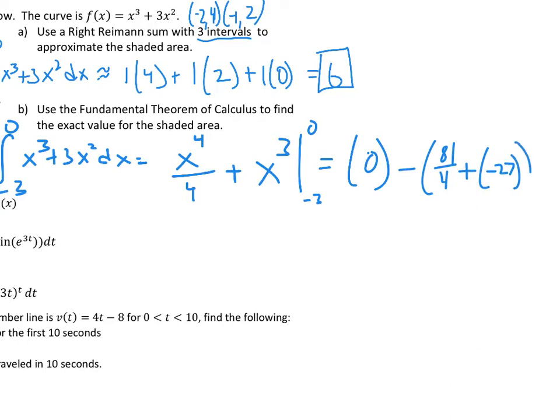So minus 27. 27 is 108 fourths. So this is going to be 81 minus 108. 81 minus 108 is -27 fourths. And then take out the minus, or minus negative is going to be positive. All right, 27 fourths, there you have it.